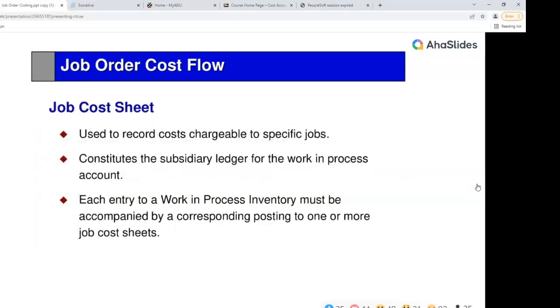How do I accumulate the costs? Each job is separate. Each job has a separate number. So I create what's called a job cost sheet. And this sheet is going to keep track of the material, labor, and the overhead assigned, and follow the job through the shop floor. What that sheet actually is, is a subsidiary ledger of the work in process inventory.